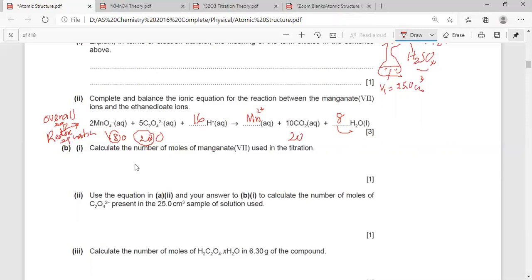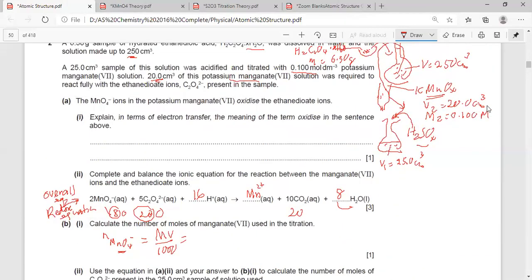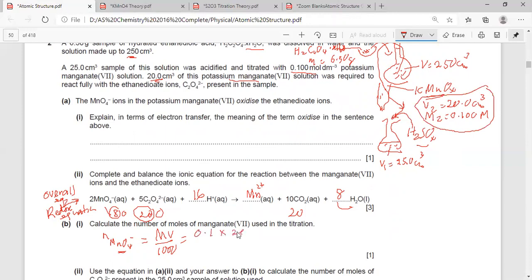Same old thing, calculate the number of moles of MnO4 minus. I told you always put the subscript here so you know what's happening. Go back to here, this is the thing I'm going to use: 20 and 0.1. So molarity is 0.1 times 20 over 1,000, which gives 0.002 moles. Check my answer.